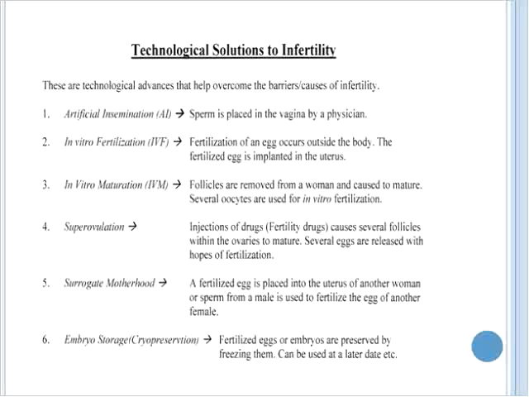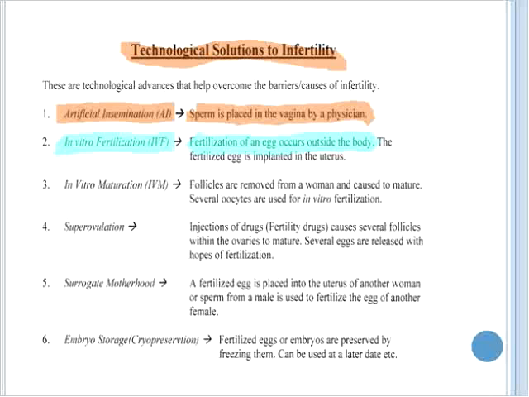There are technological solutions to address this issue. These include artificial insemination, where the sperm is manually placed in the vagina by a physician. There is in vitro fertilization. Here, fertilization of the egg occurs outside the body. The fertilized egg is then implanted in the uterus.